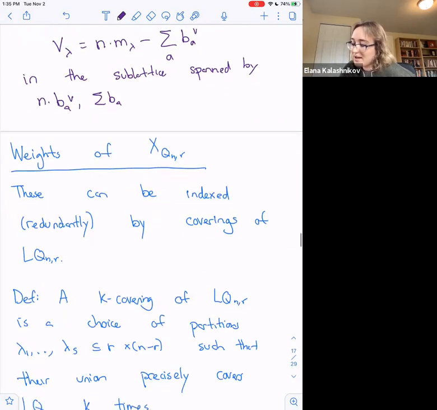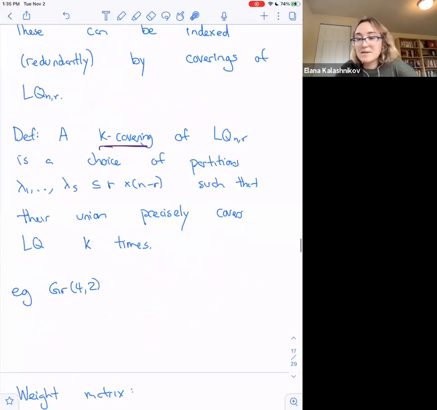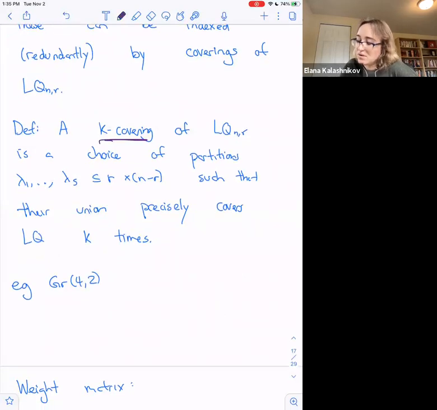So what do I mean by a covering? I'm going to call a K covering of the ladder quiver a choice of partitions, lambda 1 to lambda s, let's say, that all fit inside an r by n minus r dimensional box, such that their union, when you view them as paths, precisely covers the ladder quiver K times. So an example will probably make things clearer.